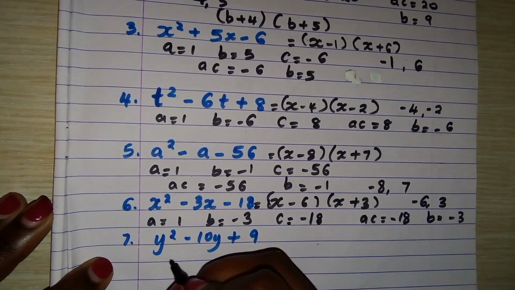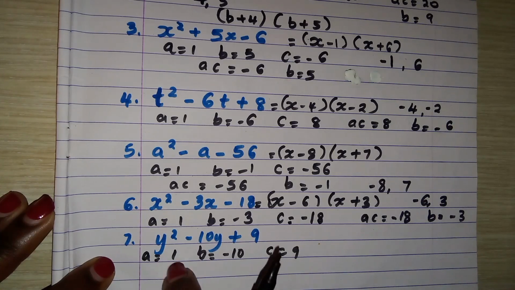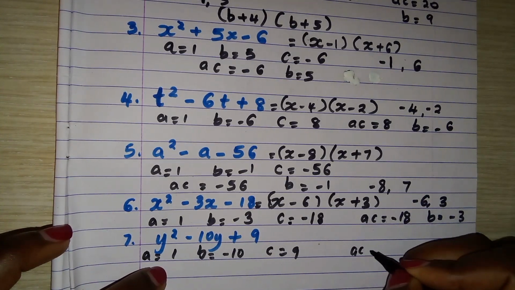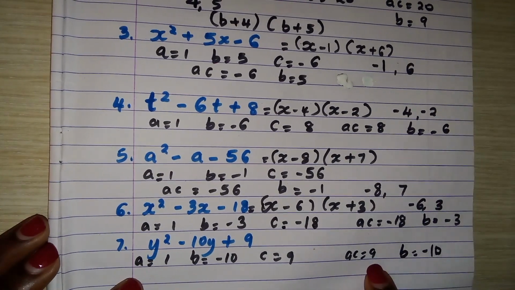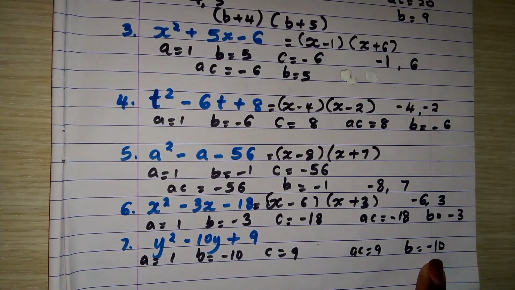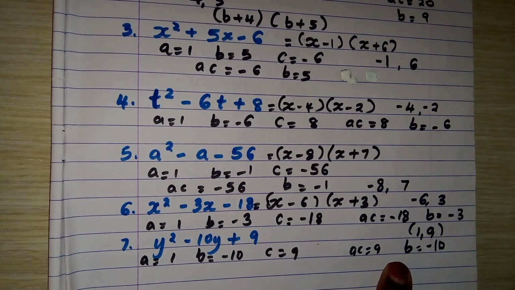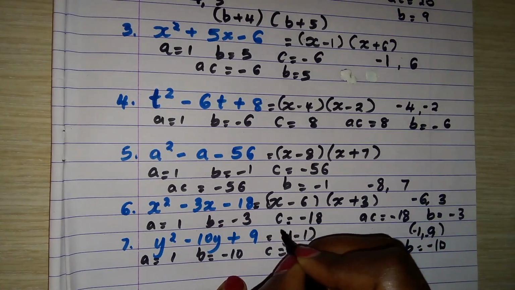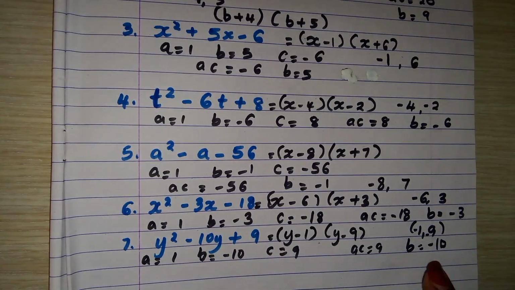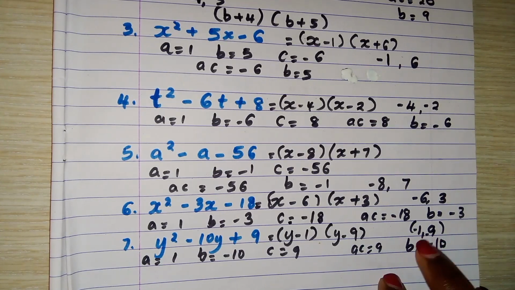Number 7, A would be 1, B equals negative 10, C equals 9. So 1 times 9 would be AC. AC is 9. Our B is negative 10. So how do we make two factors of 9 that will give us a sum of negative 10? We have 1 times 9 is 9, but to make it a negative 10 we'll have to make both numbers negative. So the answer would be y minus 1 and y minus 9, because negative 1 times negative 9 will give us a positive 9, but when you add them it will be negative 10. So remember, when you're adding two negative numbers, you add them and you put a minus there.